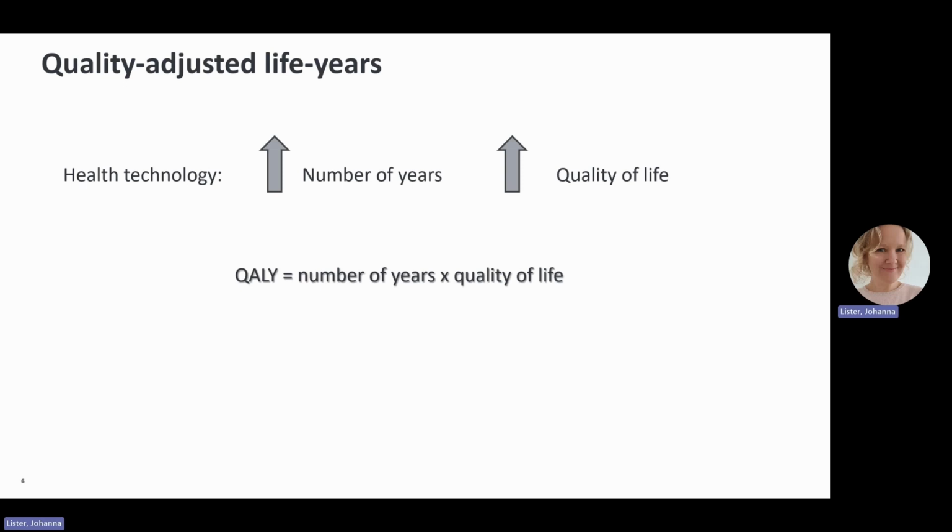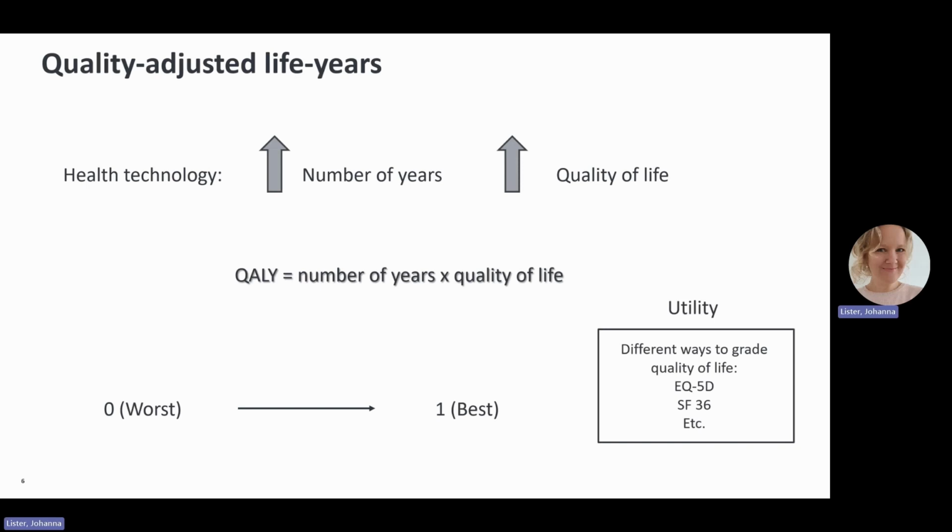In health economics, we use a scale that ranges from 0 to 1. 1 represents perfect health. 0 is equal to death. Negative values are possible for health states that are considered worse than death. This measure is referred to as utility.